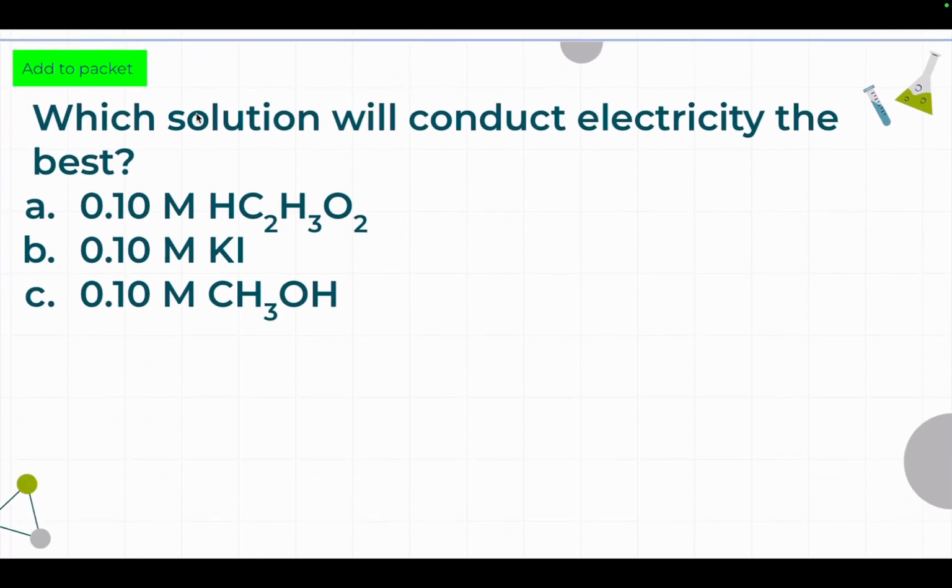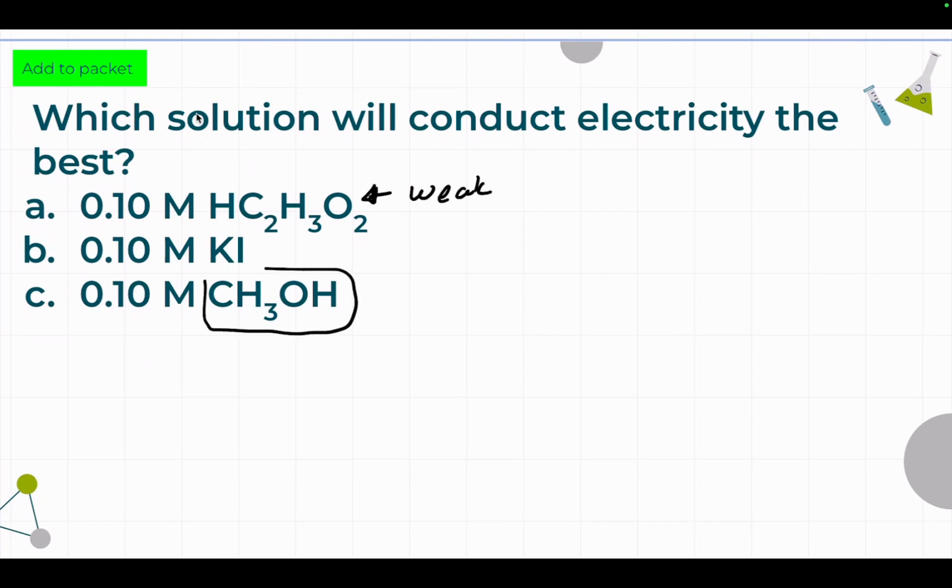So if we try this question here, which of these 3 solutions will conduct electricity the best? What you want to do is evaluate the substance. They're all the same molarity. This is an acid, but it's not one of the 5. This is acetic acid, so it's a weak acid. So that means it's a weak electrolyte.